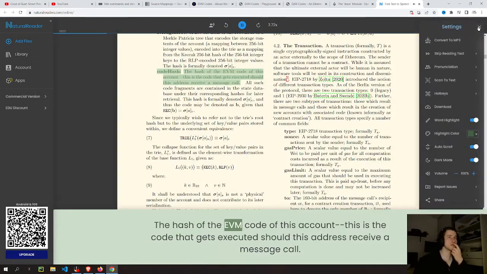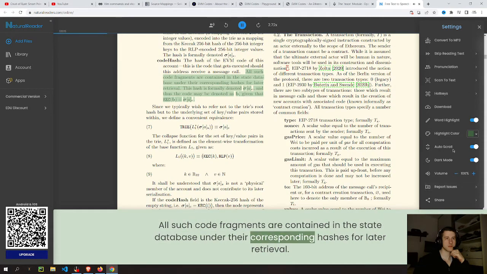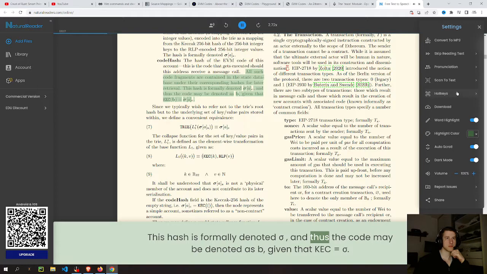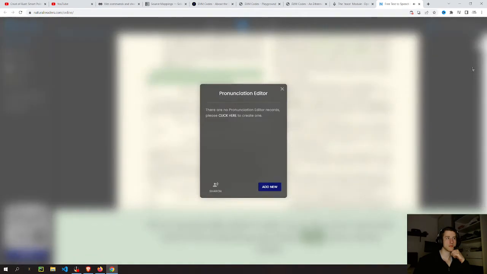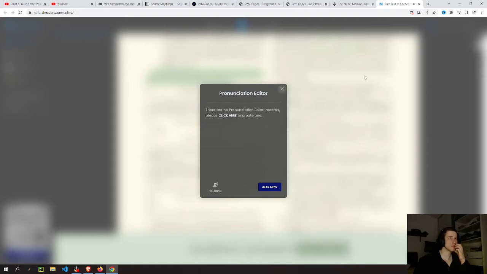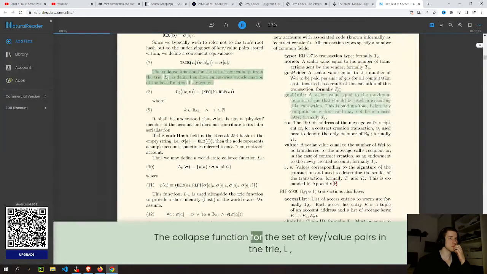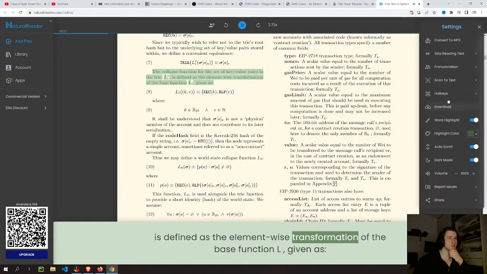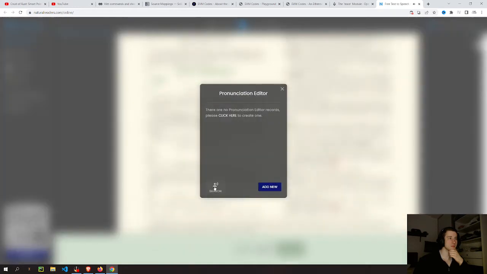Code hash, the hash of the EVM code of this account. This is the code that gets executed should this address receive a message call. All such code fragments are contained in the state database under their corresponding hashes for later retrieval. This hash is formally denoted, and thus the code may be denoted as b, given that KEC(b) equals the code hash. Since we typically wish to refer not to the trie's root hash, but to the underlying set of key-value pairs stored within, we define a convenient equivalence. Trie, the collapse function for the set of key-value pairs in the trie, L, is defined as the element-wise transformation of the base function L, given as L, RLP, where k is in B32.